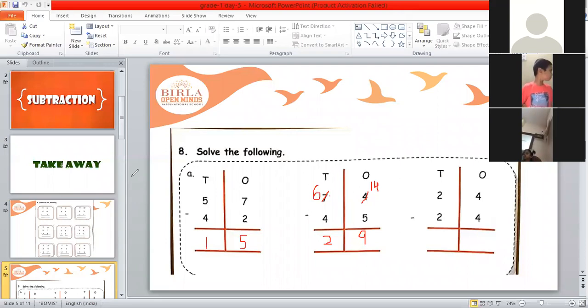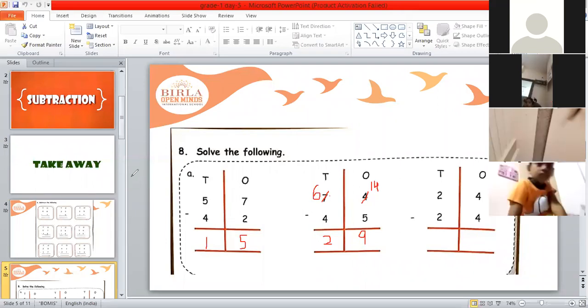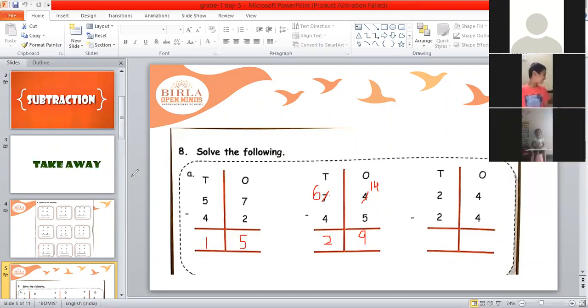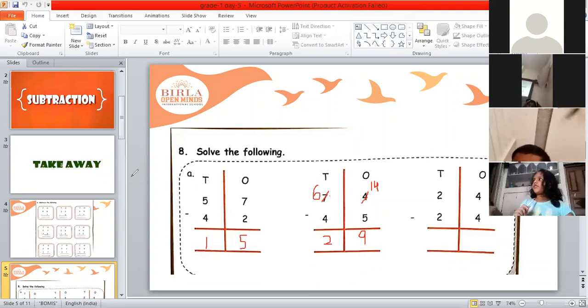Arohi, please read the last question. Who will read this symbol, Arohi? Plus or minus? Yes, now this is 24 minus 24.